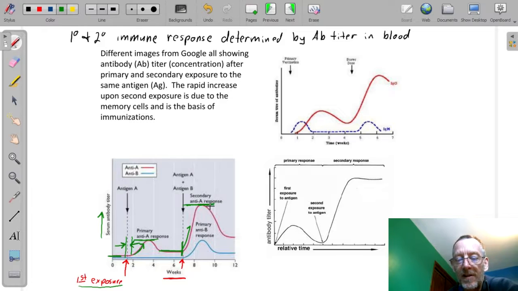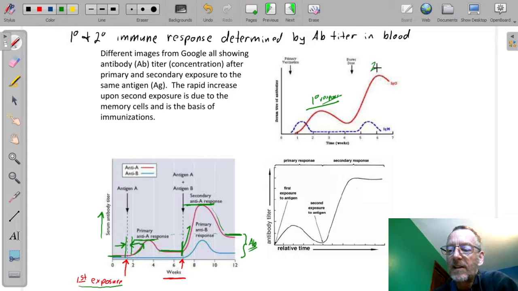And then after a period of time, that drops off again. But now, note that our antibody titer is higher than it was before. So now we have a higher concentration of antibodies. That's the idea. The figure on the top is a little more dramatic. A couple of things to note. This is the primary response in terms of antibody titer, and this is the secondary response.